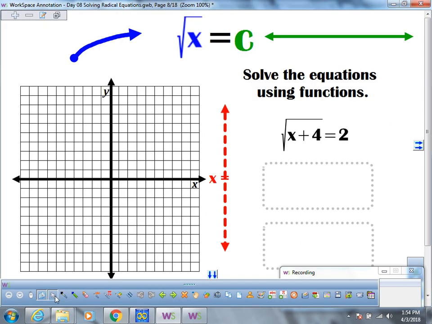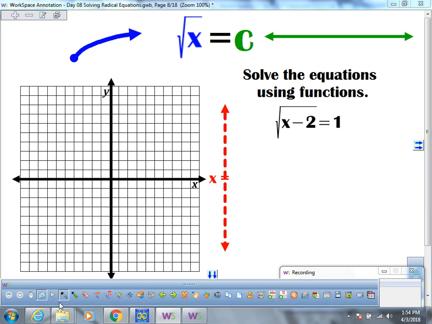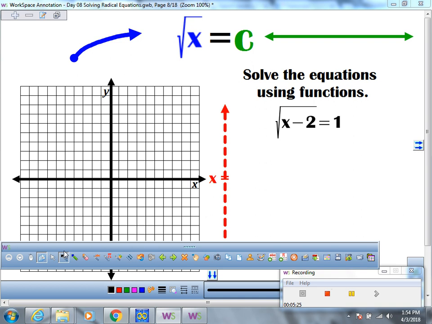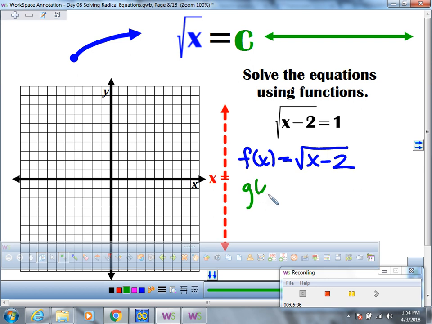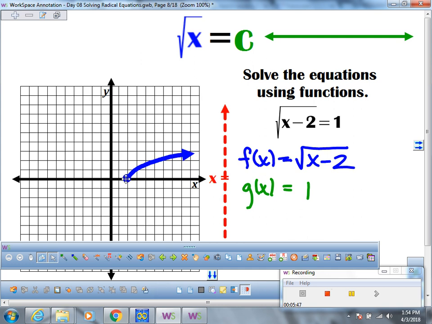Another one? Okay, let's get rid of that. And I'm going to cover this up. And bring this up here. Okay, so here's another one. So I have two different functions. A square root function and a constant function. So I'm going to graph my square root function. That's a shift to the right 2. And my constant function is a shift up 1.